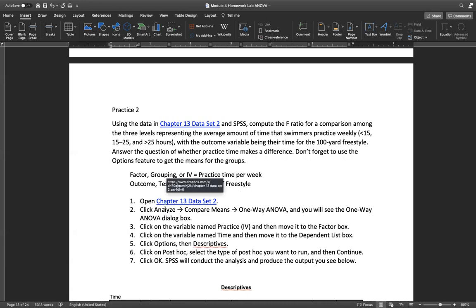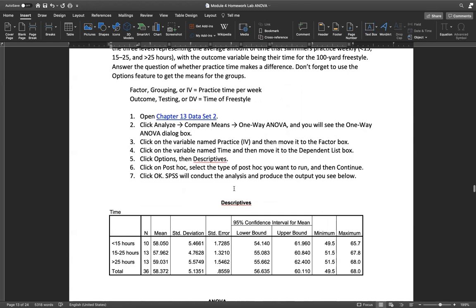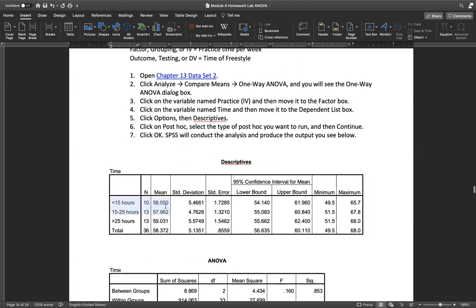So here's your data set. You're going to run it through Analyze, Compare Means, One-Way ANOVA. It tells you how and where to put your factors, and it's going to give us these results. So you can see here's all of my descriptive data for the people who practice less than 15. Here's all the data for people who practice 15 to 25, and here's people who practice more than 25.